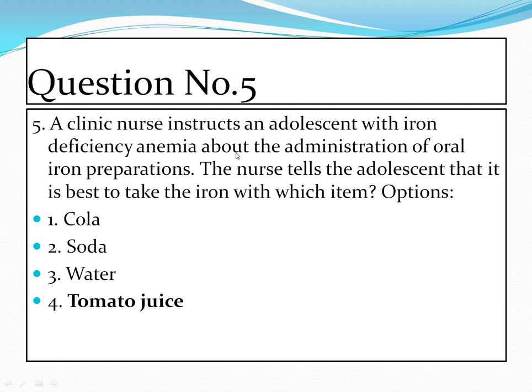Question number 5. A clinical nurse instructs an adolescent with iron deficiency anemia about the administration of oral iron preparations. The nurse tells the adolescent that it is best to take the iron with which item? Options are cola, soda, water, tomato juice. What is the correct answer? The answer is the 4th option, tomato juice.